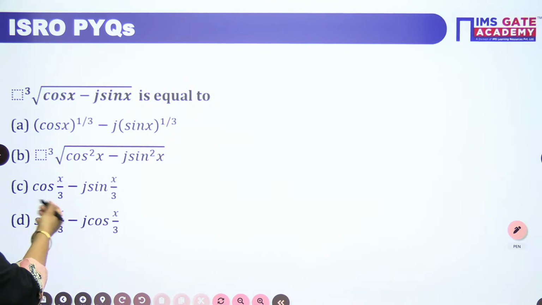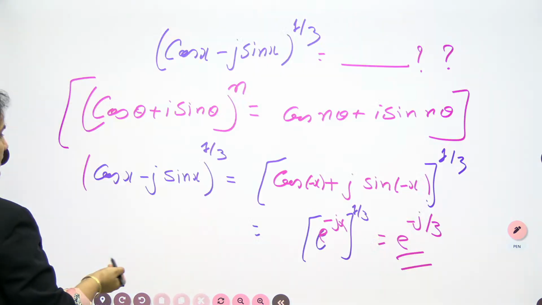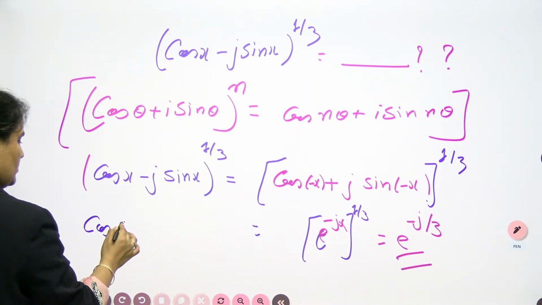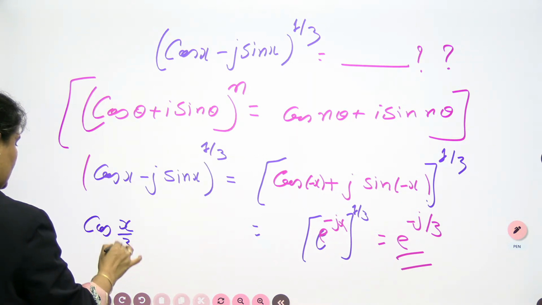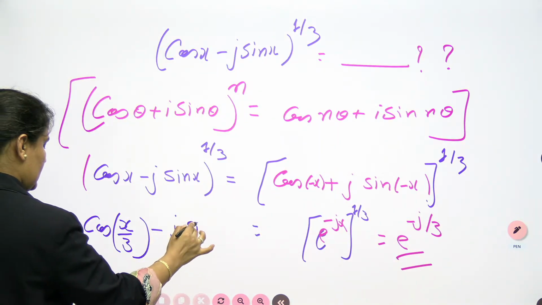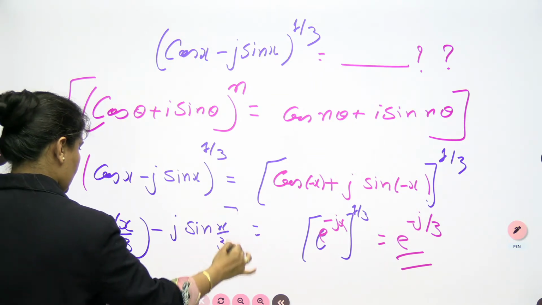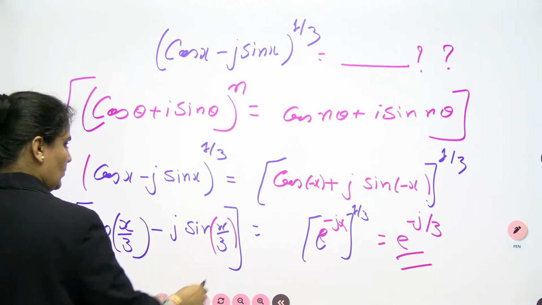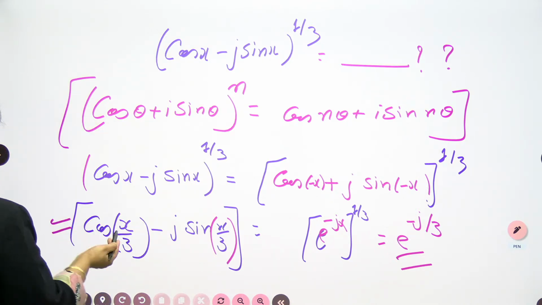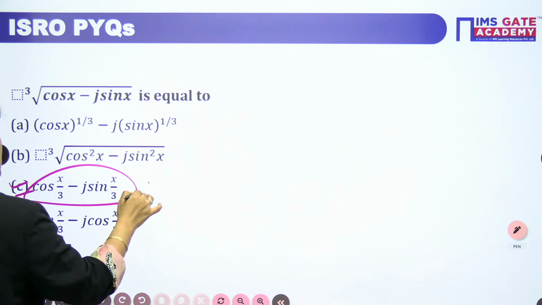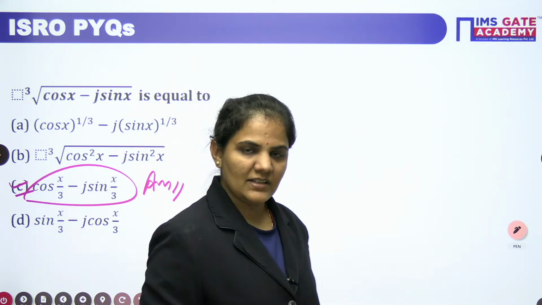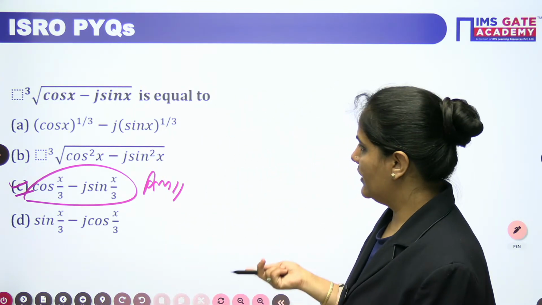So there is no need of correction. When I open this, the result is only cos of x by 3 and minus j sine of x by 3. We can write this as cos of x by 3 minus j sine of x by 3. So this will be my answer. Option C is ultimately my answer in this case. So there is no need of any extra thing.